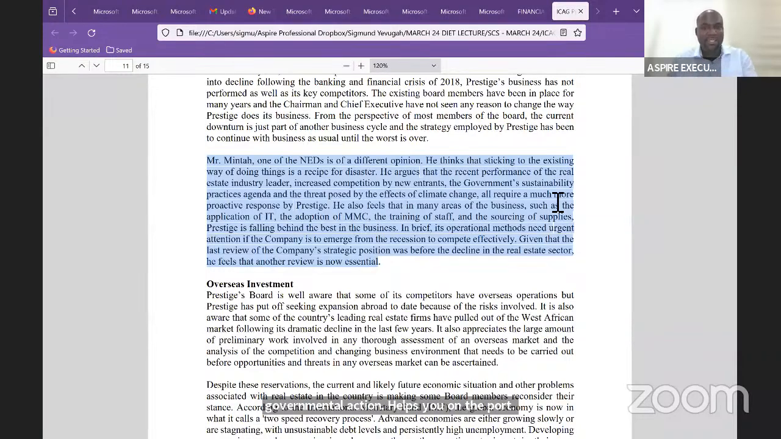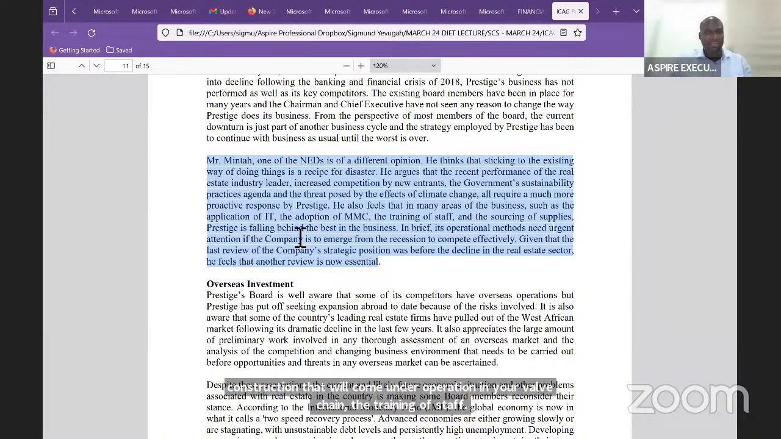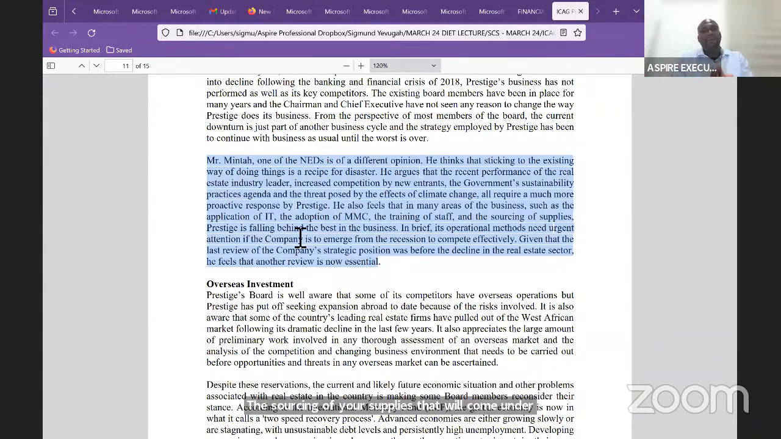And the threat posed by the effect of climate change, that is chances, all require much more proactive response by Prestige. He also feels that in many areas, such as the application of IT, that brings into place your value chain, application of IT, adoption of modern methods of construction, that will come under operation in your value chain, the training of staff, the sourcing of your supplies, that will come under inbound logistics. So a lot has been said about the weaknesses in the company's value chain. I'm telling you, so much has been said here.